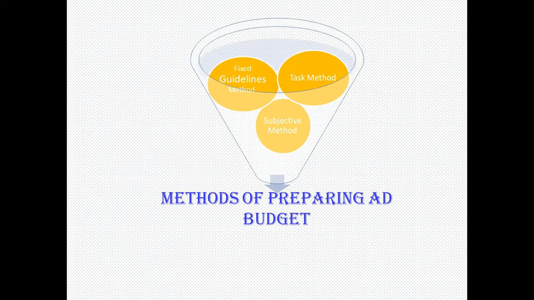So there are basically 3 steps or 3 methods for preparing the ad budget. Number 1 is fixed guidelines method. Second is task method, and third is subjective method. Okay, so these are the 3 basic methods. First is fixed guidelines method, then task method, then subjective method.